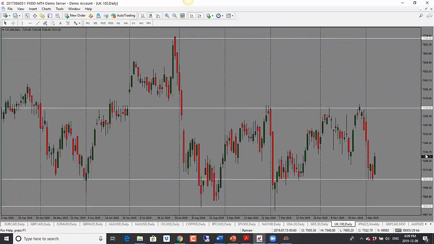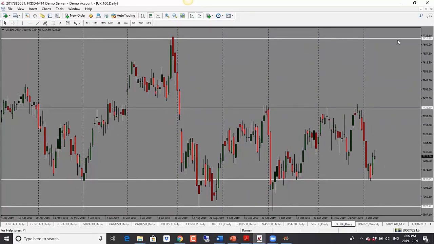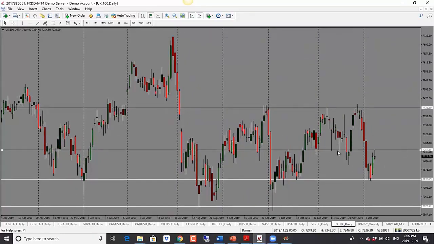For FTSE here, we do see that price moved higher, but it ran into resistance, and we have a bit of a pin bar here. So in this case, we could see a retest, and if price stays below 72.50, I will look for a drop. So bias is bearish. 71.30 is the target here for FTSE.